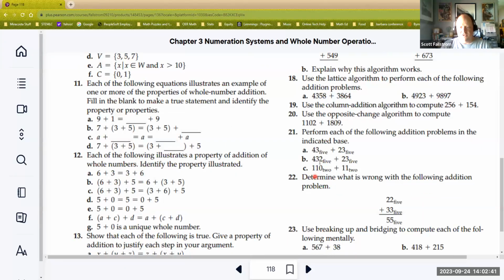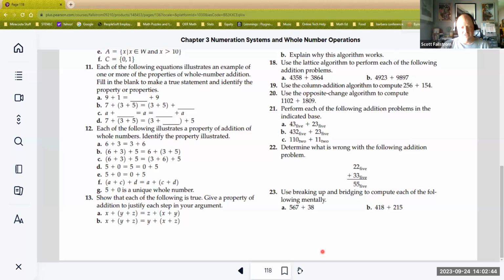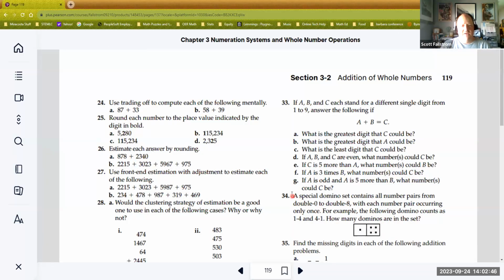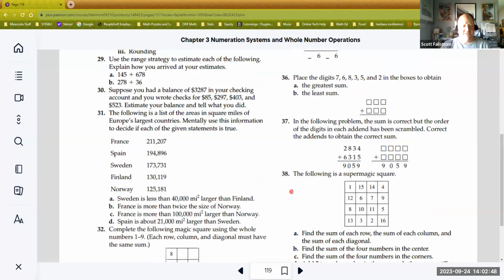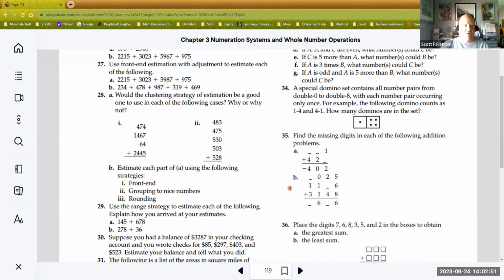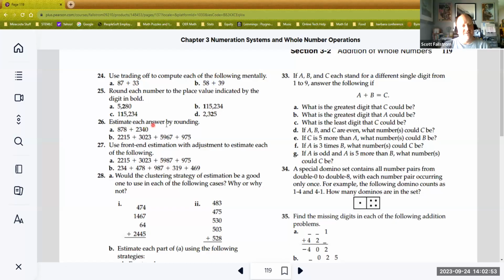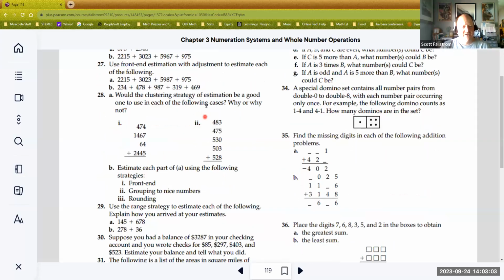Again, performing additions, trying different algorithms. That's really all this homework is about. That's the biggest part. You'll see it's a fairly long homework set, but each of the questions is significantly shorter than some of the other ones because you'll estimate by rounding, okay? Round to the nearest place value that's in bold. Use trading off, front-end estimation, clustering strategy, and would it be a good idea? Like for this one, would this be good to use clustering with, right? And then go back and try those again with front end, grouping to nice numbers and rounding.